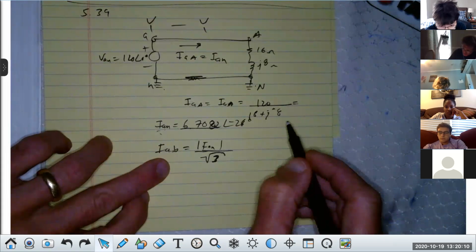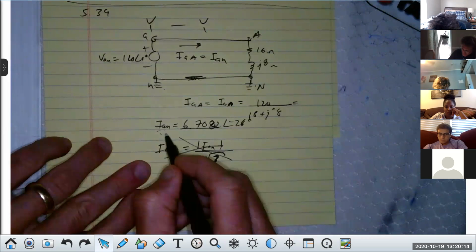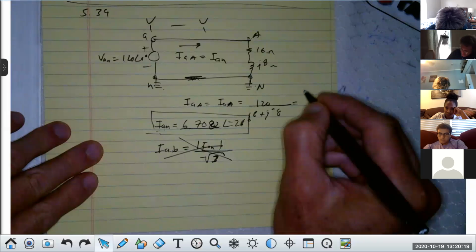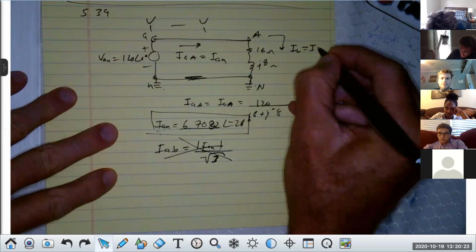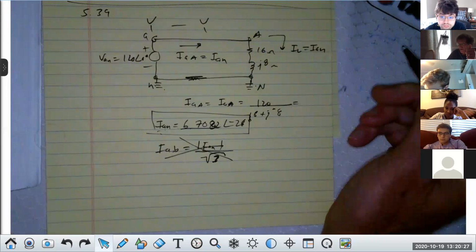Actually, let me do it this way. Let me just do this. For now, I want to just focus on I_AN, and that would be I load. Do you all agree with that? I load would be I small a n. Are you with me? I don't want to confuse you too much. You all with me on that, class?